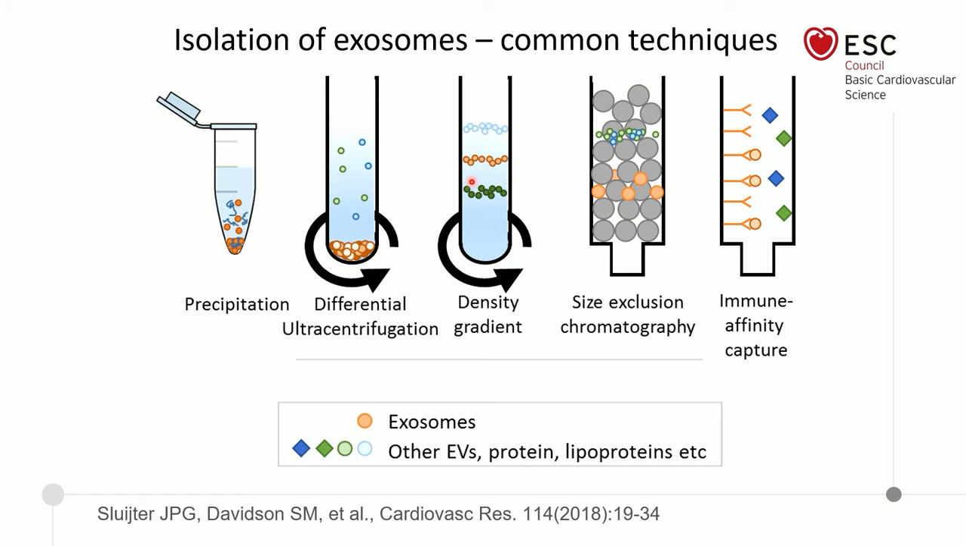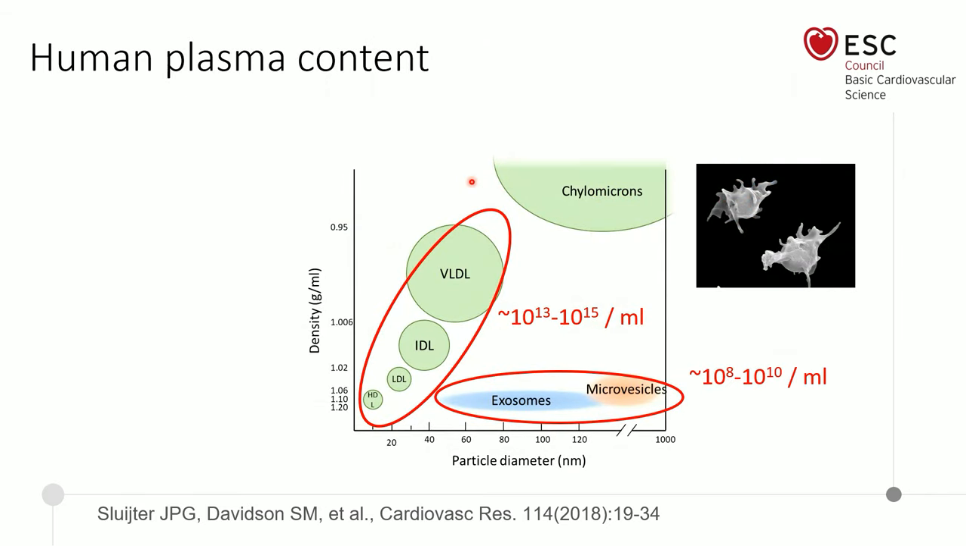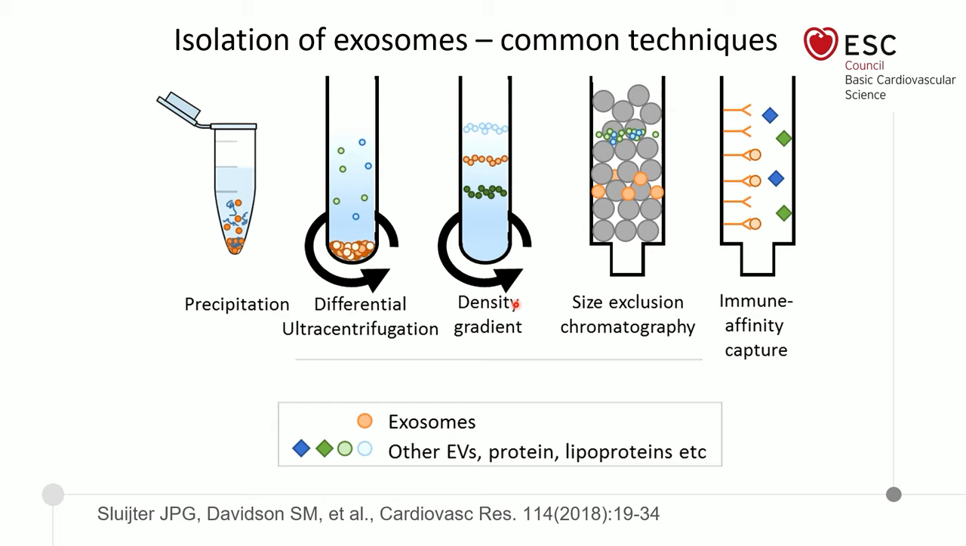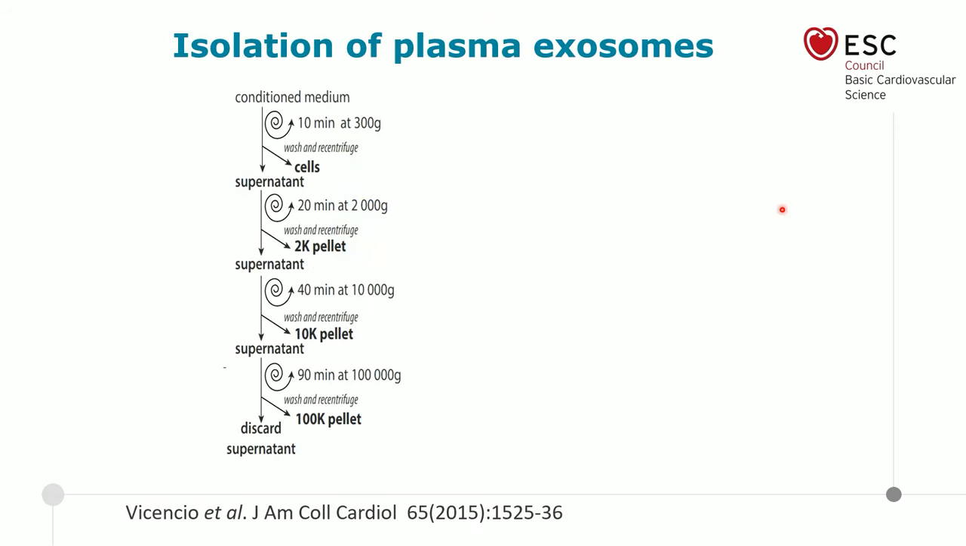The density gradient that I skipped is sometimes used to increase the purity. As you saw, they've got a different density from the other particles, so that can help to increase the purity of the isolation, though it tends to reduce the yield as well and adds a lot of extra steps, so it's not always convenient. And immunoaffinity I've put here, that's sometimes used, but the yield tends to be very low, and it can be quite challenging to get high yields.